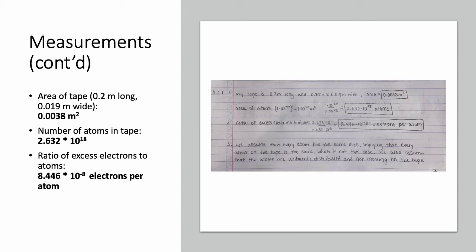So the tape is 0.2 meters long and 0.09 meters wide, which gives us an area of 0.0038 meters squared. This gives us the number of atoms in the tape by saying that the length of an atom is 1 times 10 to the negative 10th meters, which we square to give us 2.362 times 10 to the 18th atoms in one strip of tape. And then we can divide the number of excess electrons we found in the previous slide by this to get 8.446 times 10 to the negative 8th excess electrons per atom.